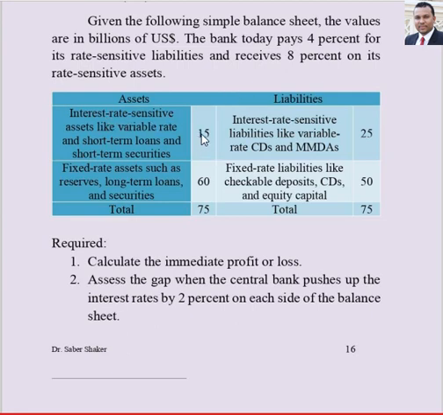Sensitive assets, the value equals 15 billion. Fixed assets equal 60, so the total equals 75. Sensitive liabilities equal 25, fixed liabilities equal 50, so the total equals 75. So in this case, to measure the bank's profitability, we focus only on sensitive assets and sensitive liabilities.